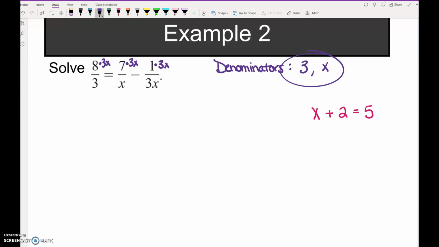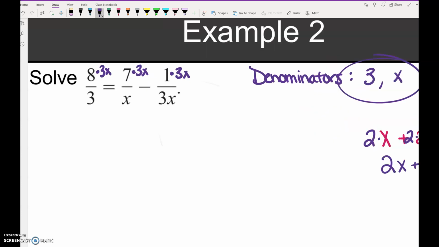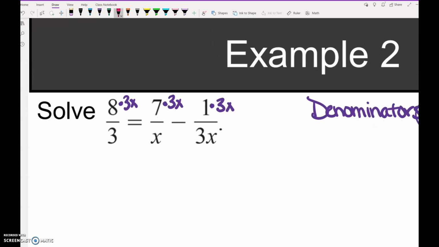If I multiply every single thing in that equation by 2, we would have 2x plus 4 equals 10. The solution is still 3. We haven't changed the equation, we just changed how it looked. So we're multiplying every term, not just the numerator, by the 3 and the x.